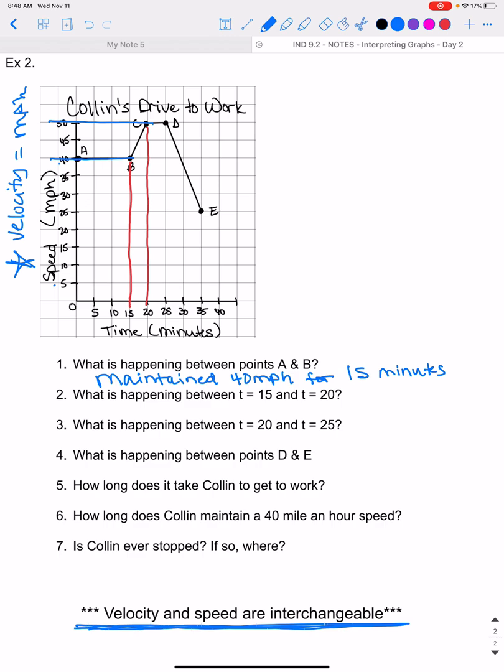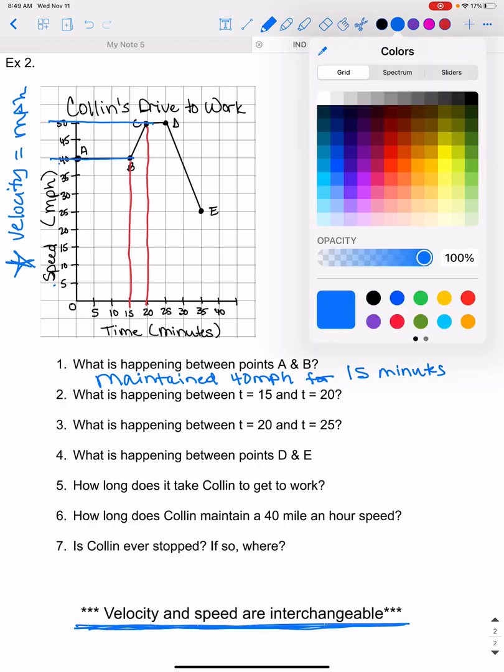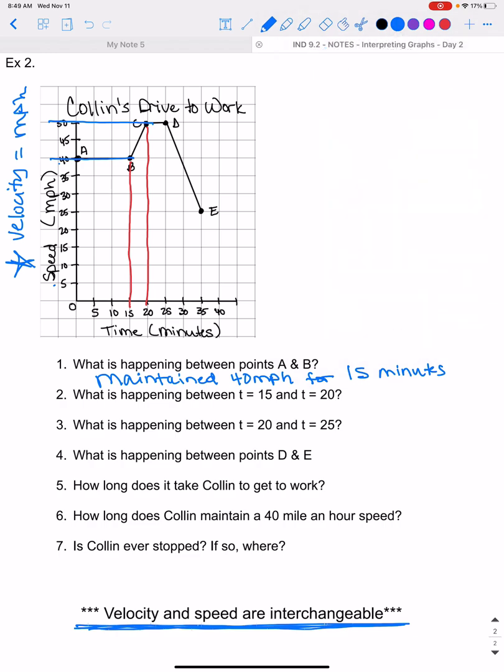And so if you look at the y-axis, what happened between BC? Okay, Colin sped up, right? He went from going 40 miles an hour to 50 miles an hour. So you can say that he sped up by 10 miles an hour, or he sped up to 50 miles an hour, or he increased his speed by 10 miles per hour. All of those are really acceptable. So he increased speed by 10 miles per hour.